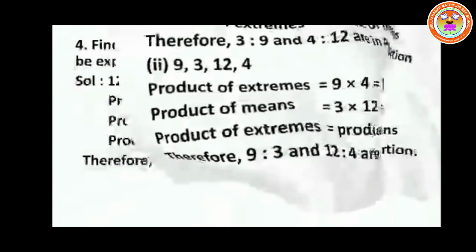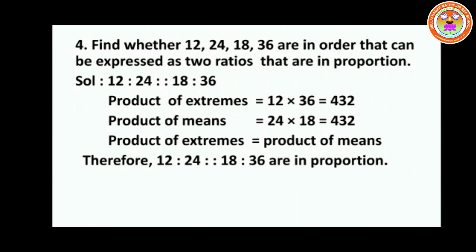Now let us move on to problem number 4. Find whether 12, 24, 18, 36 are in order that can be expressed as two ratios that are in proportion. 12 is to 24 as 18 is to 36. Solution. So what is the product of extremes? 12 and 36 are the extreme numbers. So product of the extremes equals 12 into 36. Your answer is 432. Product of the means, the inner two numbers 24 and 18.